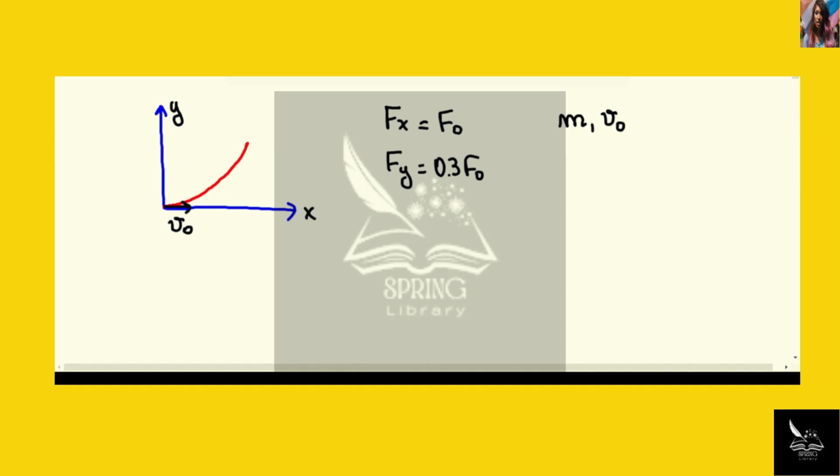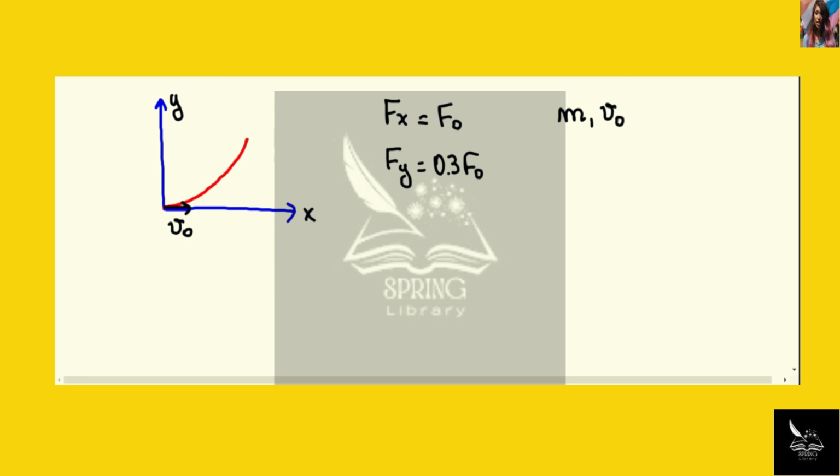In this exercise, we have an electron that has a mass m and an initial velocity along the x-axis that has a value v0, so v0 is horizontal. And the electron is subject to a force that has x component F0 and y component 0.3 times F0, where F0 is just a constant. Our goal is to find both the equation of the path of the particle and the speed of the electron at any time. In order to do that, we need to remember some points.